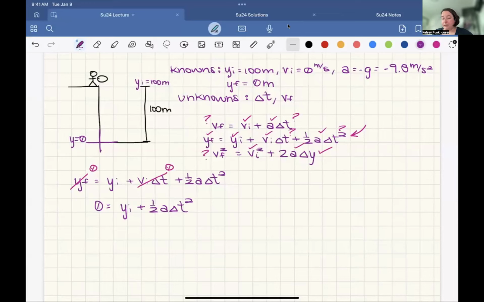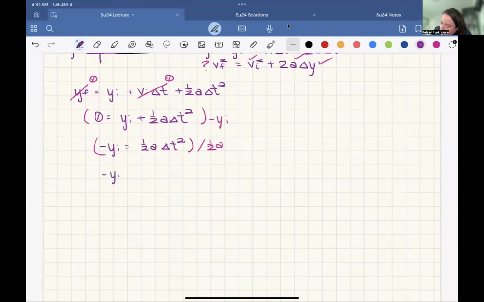So now let's just solve for the time interval. So let's subtract y initial from both sides, giving us negative y initial equals 1/2 acceleration times the time interval squared. And then we'll divide everything by 1/2 the acceleration.